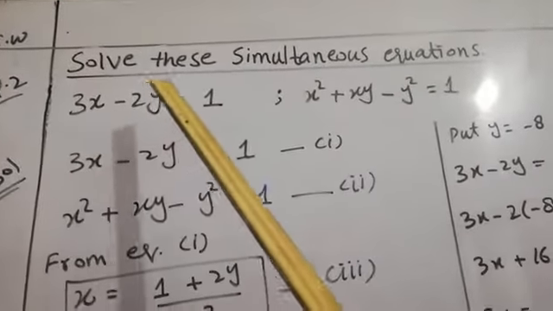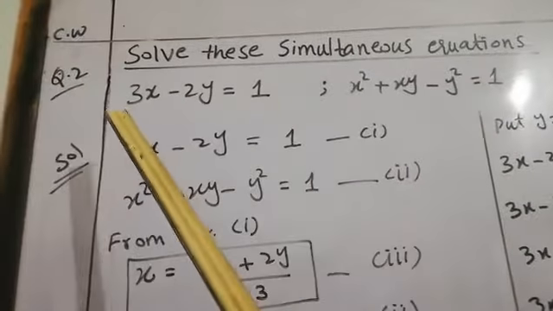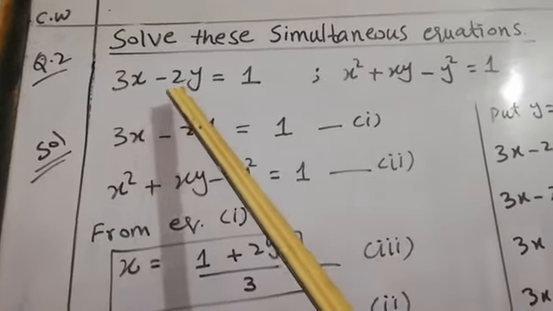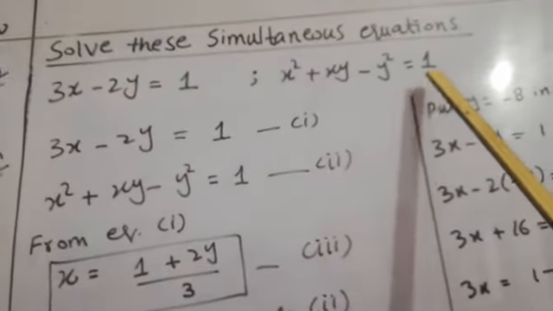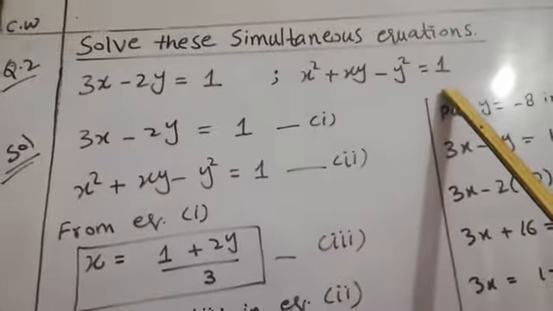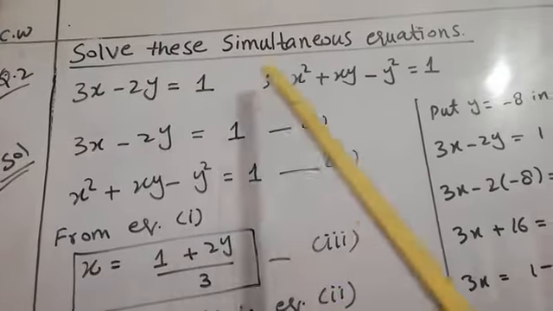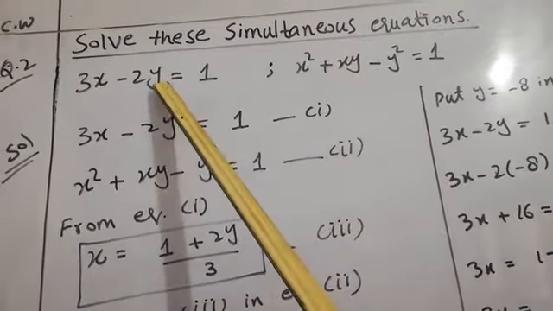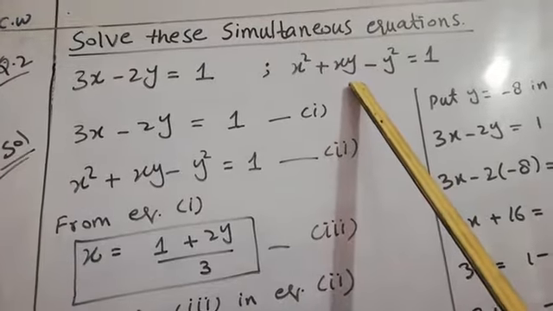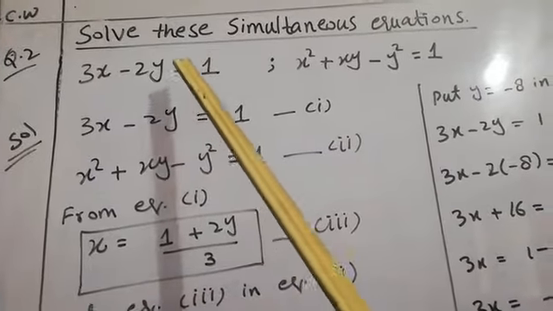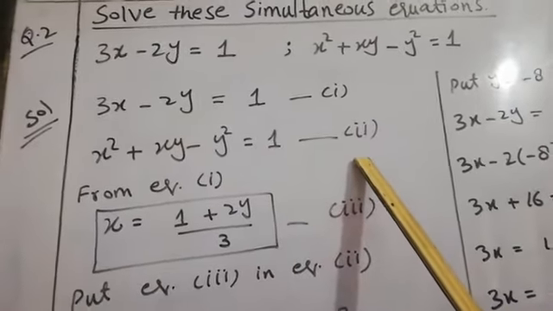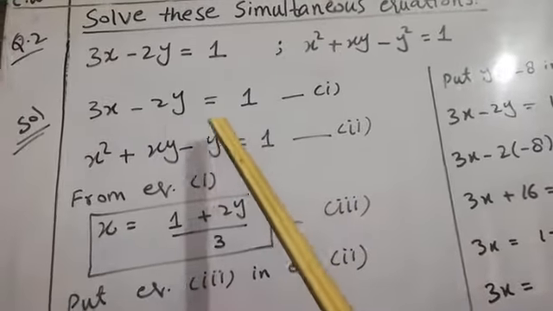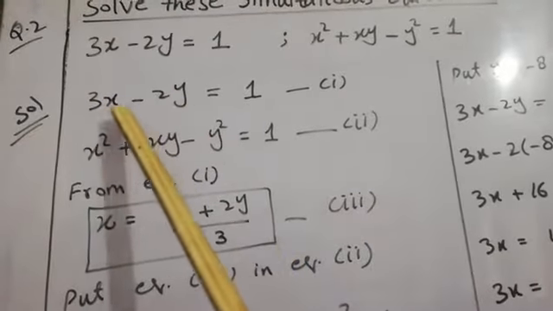The question statement is: solve these simultaneous equations. Question number 2 is given: 3x minus 2y is equal to 1 and x square plus xy minus y square is equal to 1. My dear students, you can see that there are two equations given. This is a linear equation and this is a quadratic form. First of all, we will write these equations and name them equation 1 and equation 2. After that, from any one equation, we can find the value of x or y as you wish.